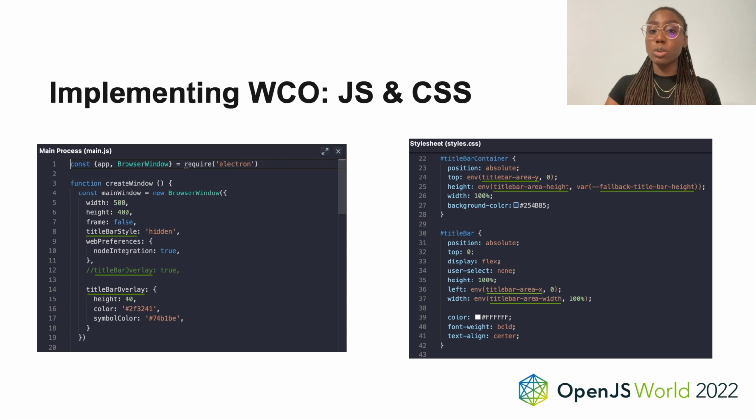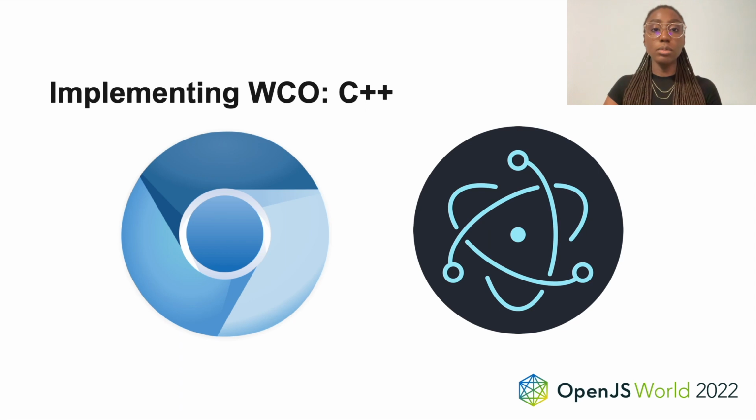While the CSS was already something baked into the Chromium implementation, these JavaScript parameters needed to be modified and created so that the functionality could take place on the Electron side. From there, we get into the C++.